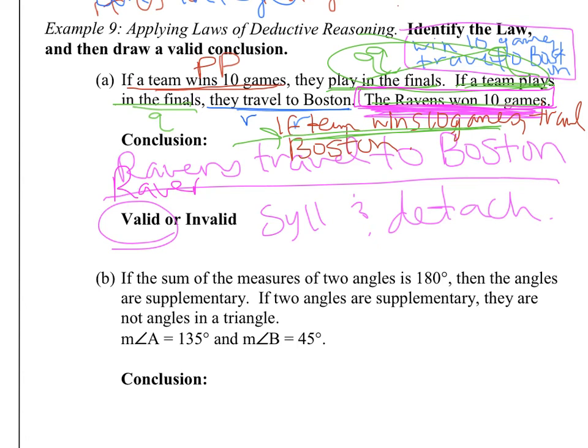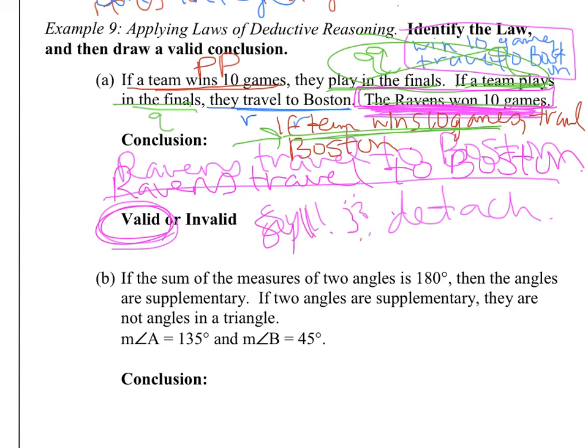Well, then the Ravens will travel to Boston. So I have general: if any team wins 10 games, they will travel to Boston, and then specific: hey, the Ravens won 10 games. Well, then the Ravens will travel to Boston. So this is valid because I followed the syllogism and I followed detachment exactly like I was supposed to, and everything worked out perfectly. So this is syllogism and it's detachment. We use both laws together, and I use them appropriately, so I have a valid conclusion.